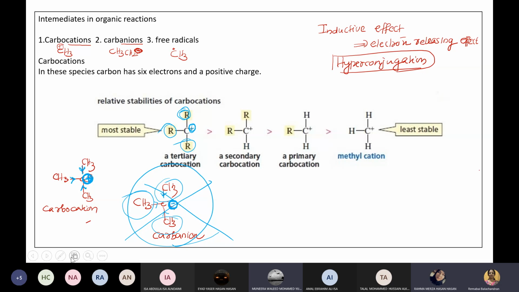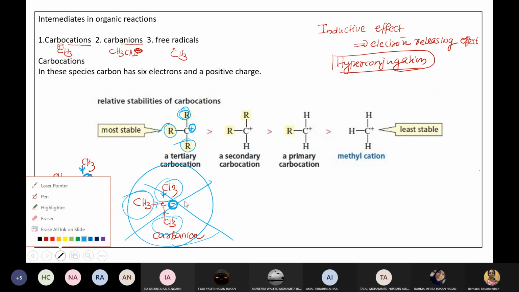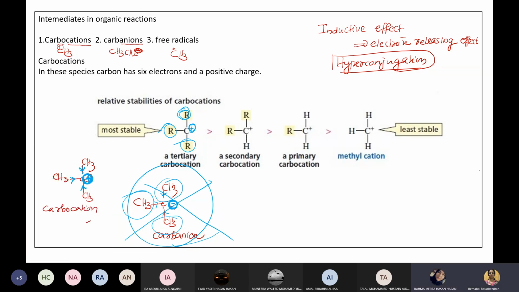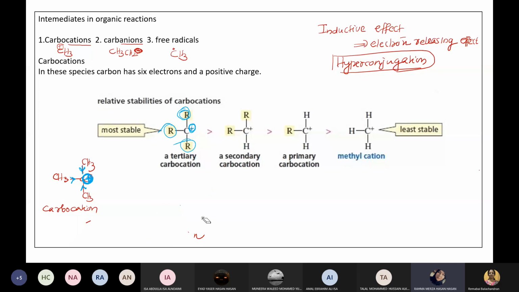So now, the tertiary carbocation is the most stable one. You tell me the reason for that. Because the electrons released from the methyl groups partially cancel the positive charge. What about the secondary? Why is secondary less stable than tertiary? Because it has only 2 methyl groups.